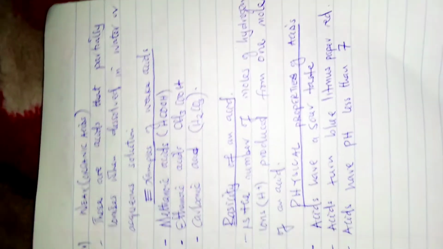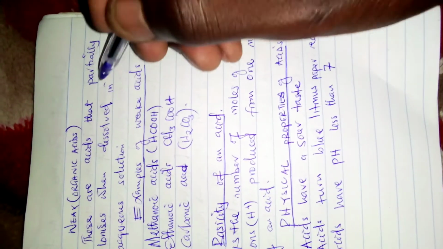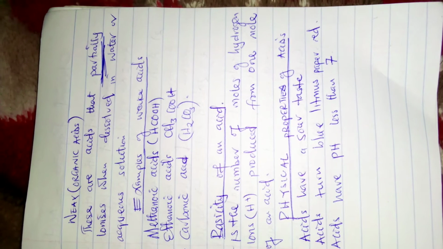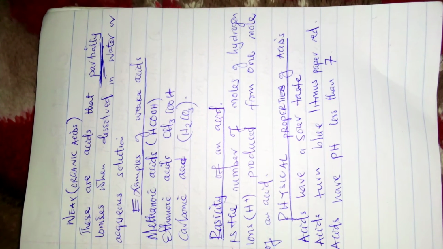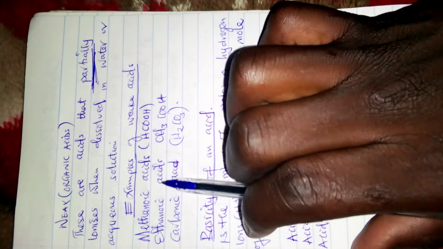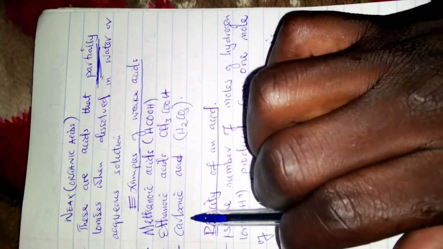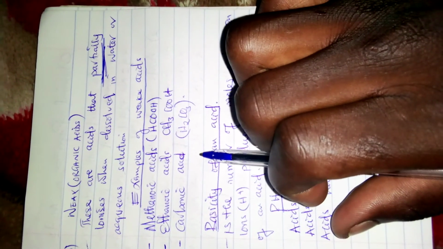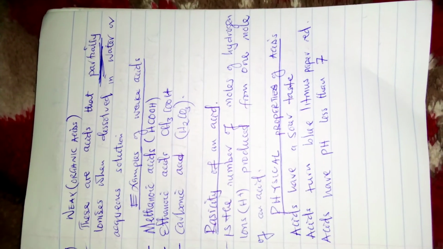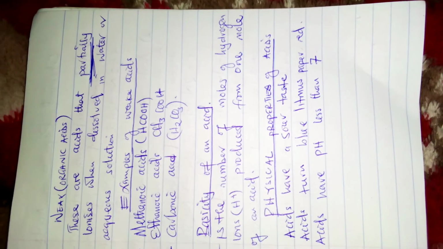Then what about weak acids? These are acids that partially ionize when dissolved in aqueous solution or water. The examples that we have are methanoic acid, ethanoic acid, carbonic acid. Another example are all those organic acids. They qualify to be weak acids.